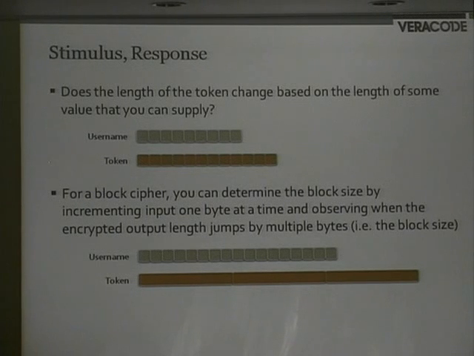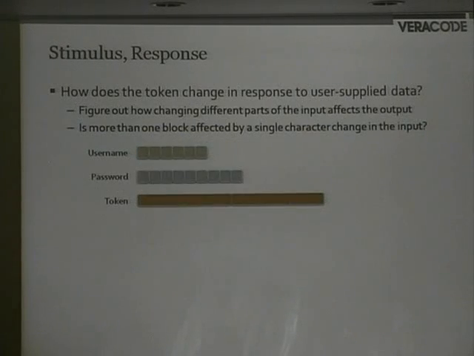So you can use these sort of behaviors. If you see that behavior, that's very cut and dry: if I've got to add 8 characters every time, and the token jumps by 8 characters, the likelihood is pretty high that they're using a block cipher.